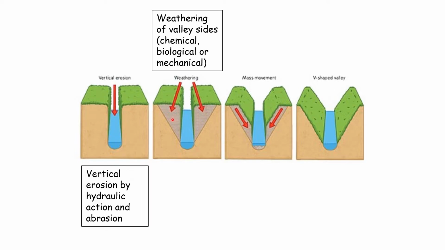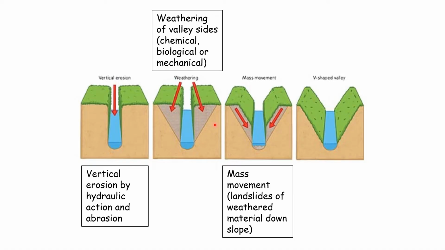Stage 2, the valley sides that are left sticking out are weathered through chemical weathering, otherwise known as acid rain, biological weathering, which is tree roots and animals weakening the rock, and then finally mechanical weathering, which is where water enters cracks in rocks, freezes, expands, and then weakens and breaks apart the rock.